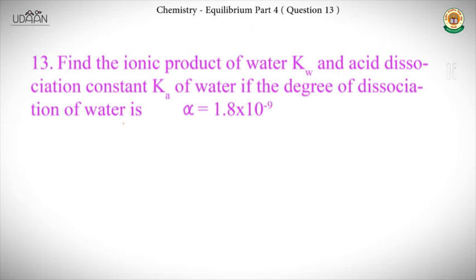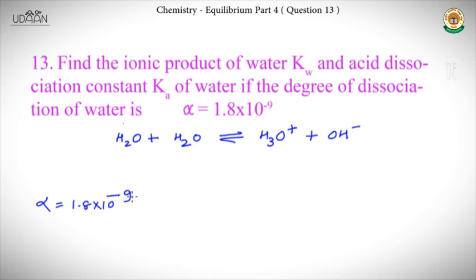Now we come to the 13th question, which says find the ionic product of water Kw and the acid dissociation constant Ka of water if the degree of dissociation of water is given to be alpha equal to 1.8 into 10 to the power minus 9. We know that water is a weak electrolyte, and this will be the reaction showing how water will dissociate into hydronium and OH minus ions. We are given the degree of dissociation, which is 1.8 into 10 raised to the power minus 9.